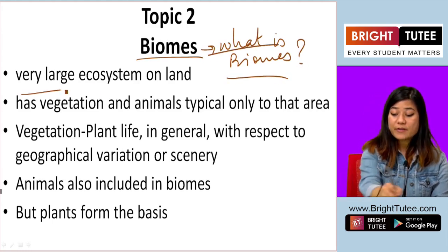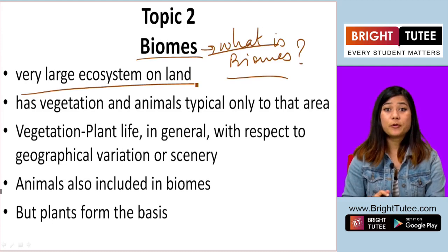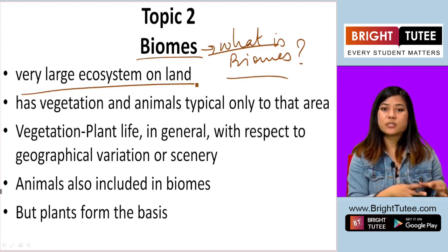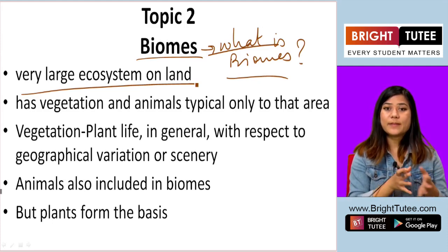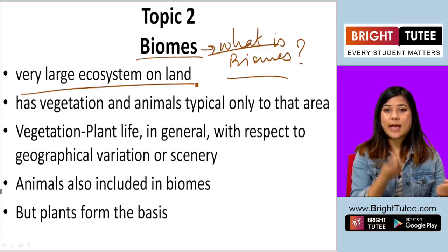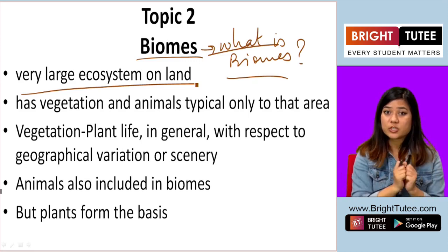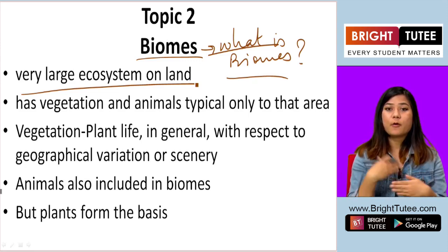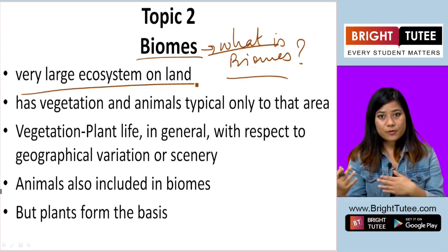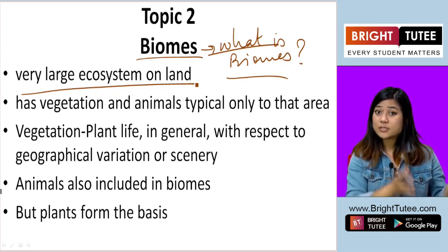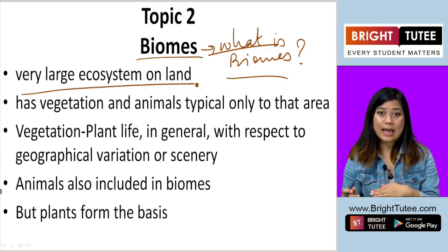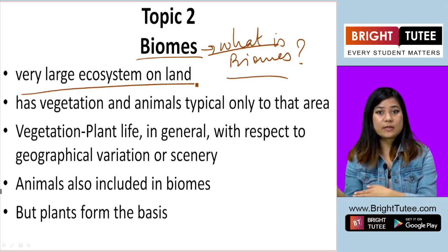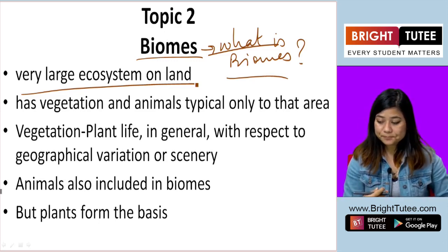Biomes are very large ecosystems on land. So we know what ecosystems are, right? Ecosystems are that complex relationship between plants, animals, and the environment in which they live, where their coexistence depends upon one another. Now, biomes are very large such ecosystems on land, okay? Not on water, not anywhere else, on land.